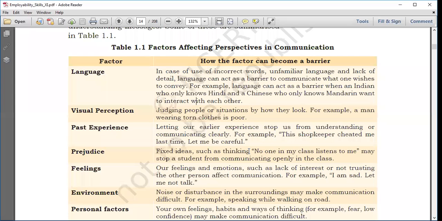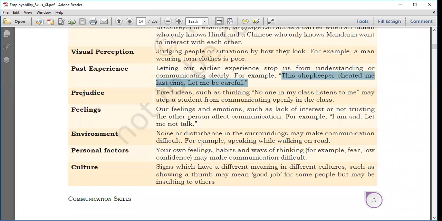Then certain past experiences, right? So past experiences is simple. This example is also given: this shopkeeper cheated me. You go to the market to buy a certain thing, this shopkeeper cheated me last time, उसने last time भी मेरे से ठगी की थी, उसने मुझे पैसे ऐंठ लिए थे. So let me be very careful, so that will also affect your communication with that person, right? Past experience से भी जो communication पे फर्क पड़ता है.